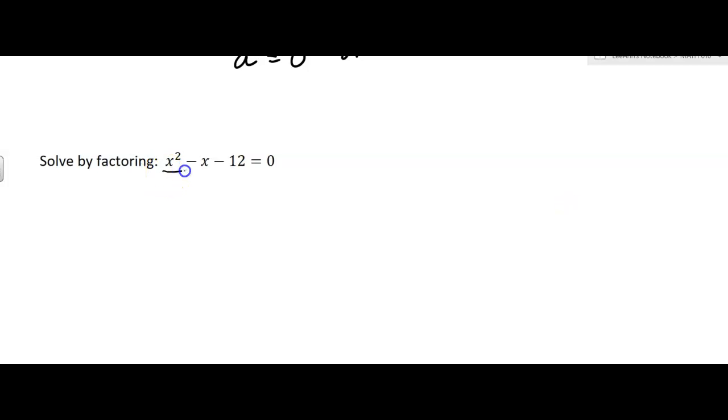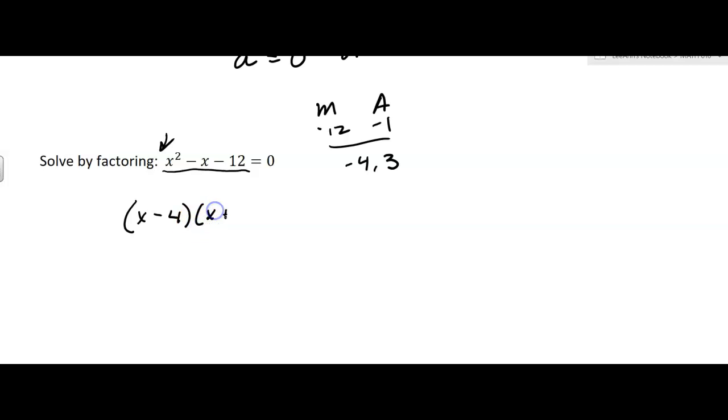Here we have a quadratic expression on the left, and we know we can factor that. So 2 numbers that multiply to be negative 12, add to be negative 1. Those are going to be negative 4 and 3. This has a leading coefficient of 1, so we can just factor it into x minus 4 and x plus 3. So you can check the factoring with FOIL, but that's what we get.